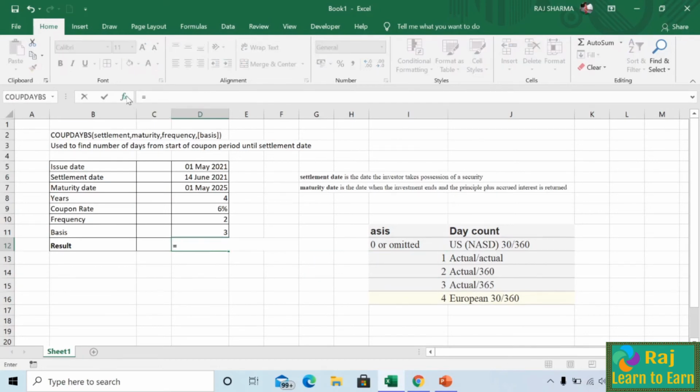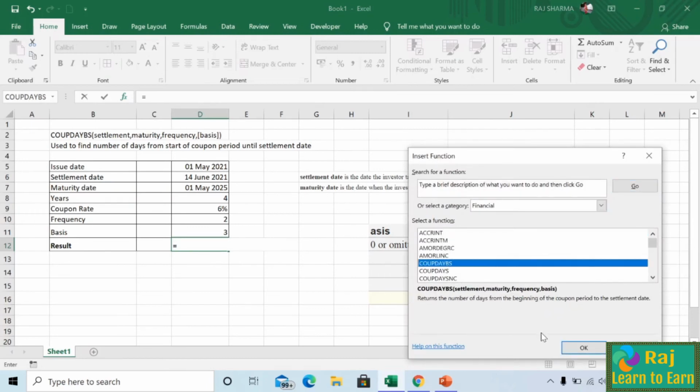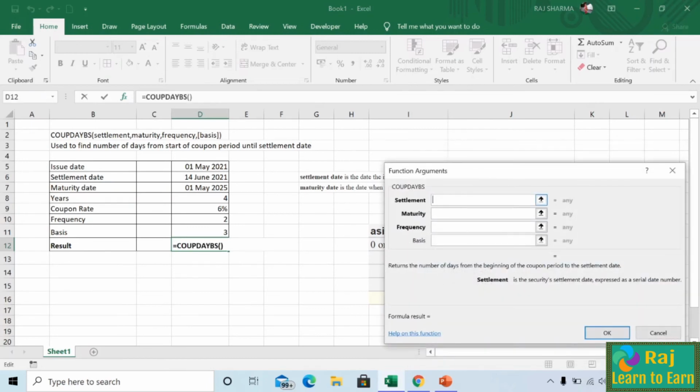So equals to, go to the FX tab, select COUPDAYBS, then the settlement date. First we have to put the settlement date, so I have chosen 14 June 2021. Maturity date is 1st May 2025. Frequency is half yearly. Basis is actual by 365. Now you might have noticed that in this entire formula there is no mention of the issue date. So that is the fun part, that this formula gives us the period between the start of the coupon to the settlement date without even looking at the issue date.